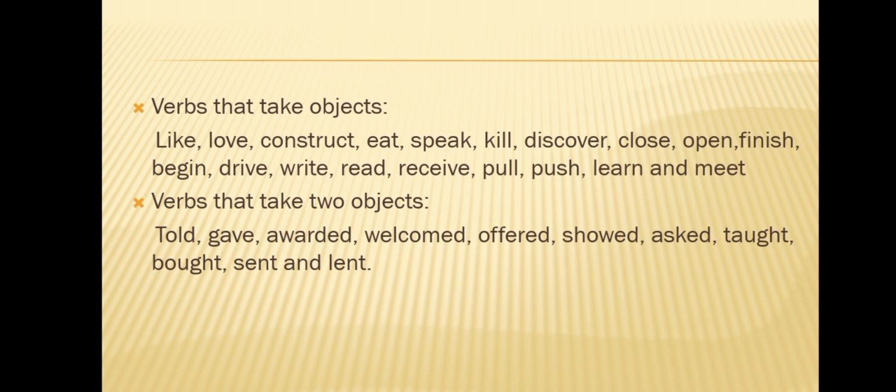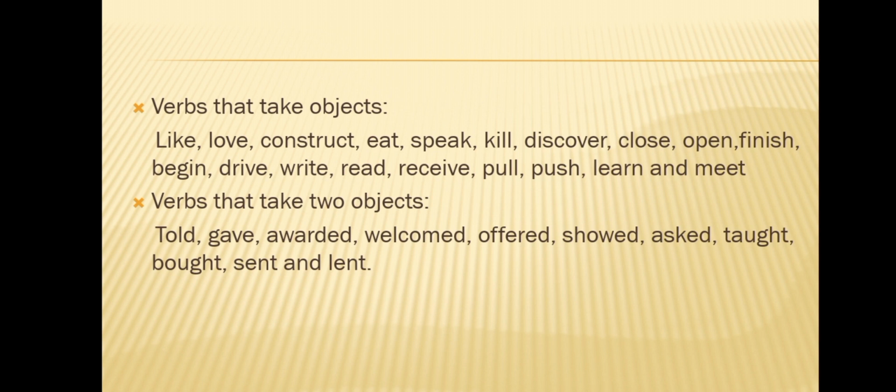Ram told Sita a story. Ram told Sita what? The story answers the question what? What did Ram tell to Sita? So the story is the direct object of the sentence. So if any of these verbs occur in a sentence, then the sentence will have two objects, that is indirect and direct object.